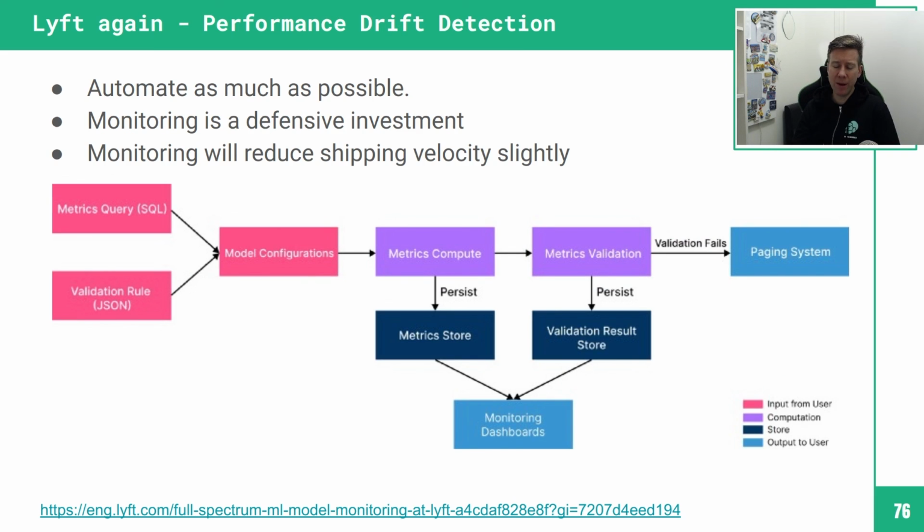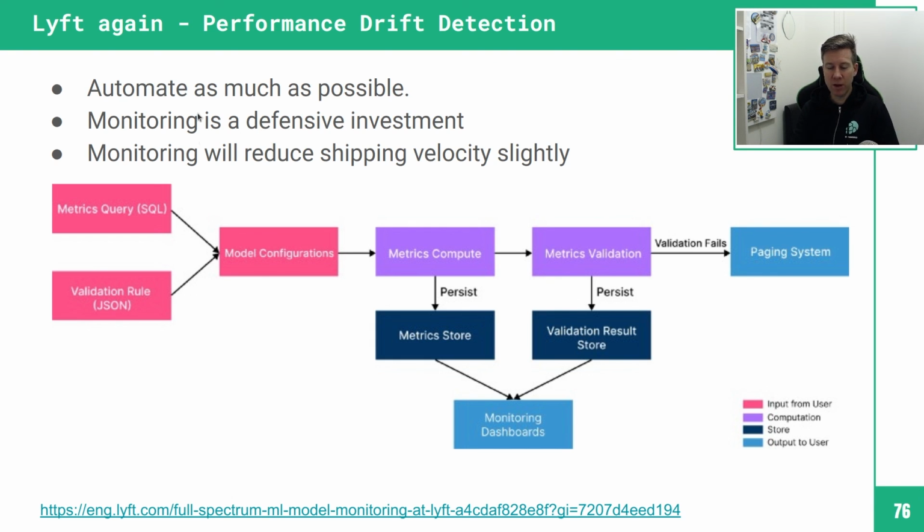They also have showed how they do performance drift detection. Again, it's all automated, and this monitoring framework that we talked about that they introduced, it is work, right? It's a defensive investment. It's going to make shipping your new models slightly slower, but what it will give you is confidence in the models running in production operationally, that they're working as expected, and that the data they're making the predictions on is good as well.